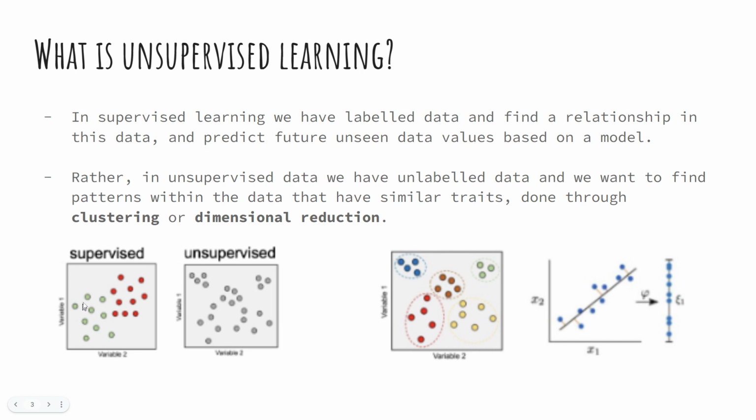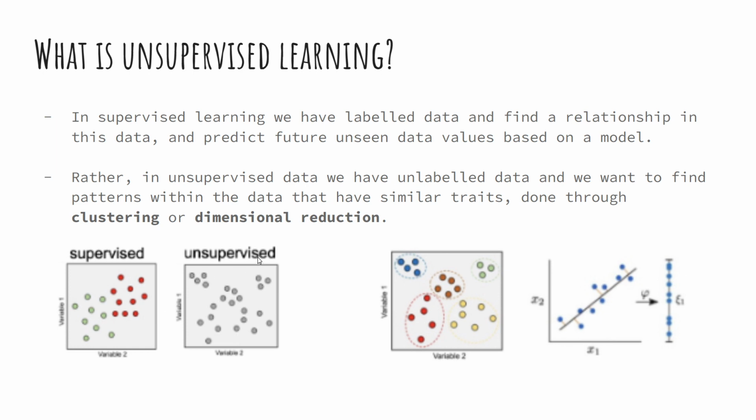So if we look down here, we have all of these points. These have been labeled already, and these ones haven't been labeled. In unsupervised learning, it's all unlabeled. So in unsupervised learning, we have unlabeled data, and we want to find patterns within the data. This can be done through clustering or dimensional reduction. Clustering is looking at this data here, and we can see there are groups: a group of 4 here, a group of 3 here, a group of 5, and a group of 6. This is done because these should all have similar traits.